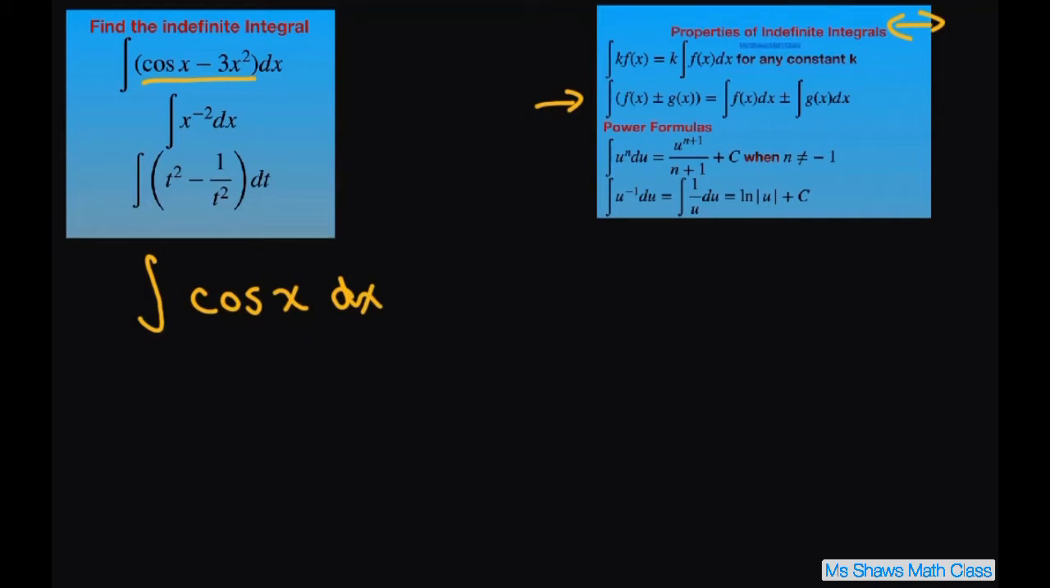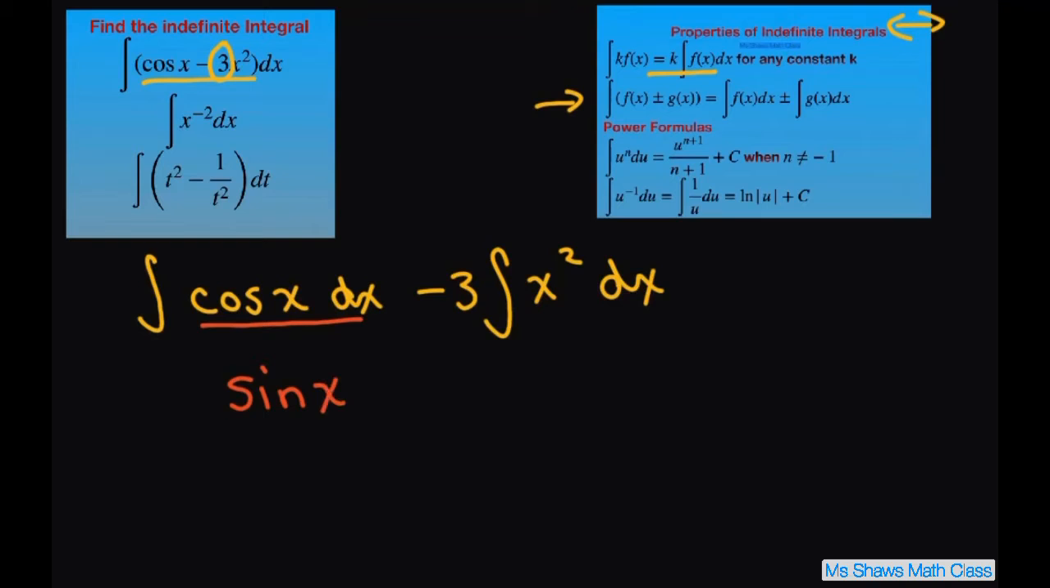using that property. I can also use my constant property and pull this 3 out. Then we can integrate each piece. The antiderivative of cosine is sine. So this is just sine of x. And then we have minus 3.